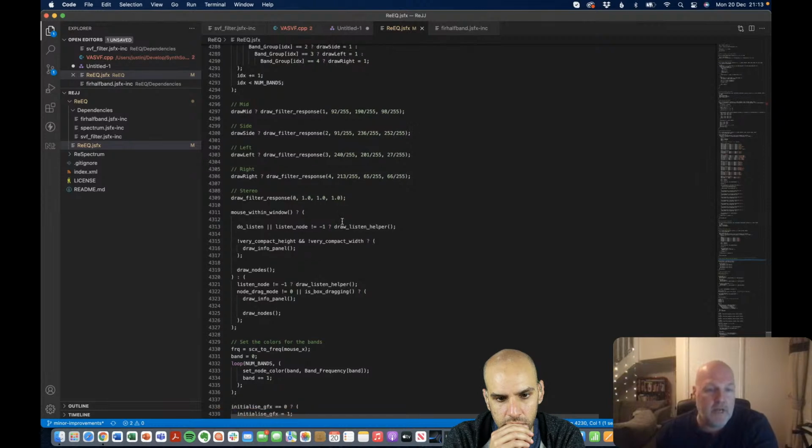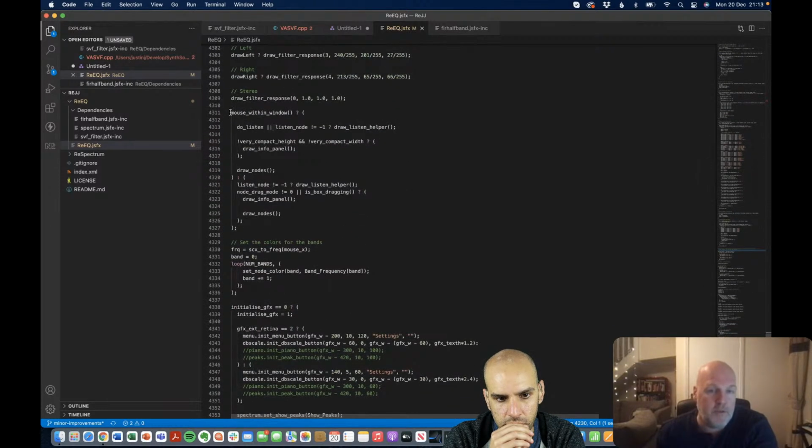And then we start getting to figuring out what we're going to do depending where the mouse is, and if we're in the listen mode, what to show there. So I've got an intruder coming by. Bear with me.